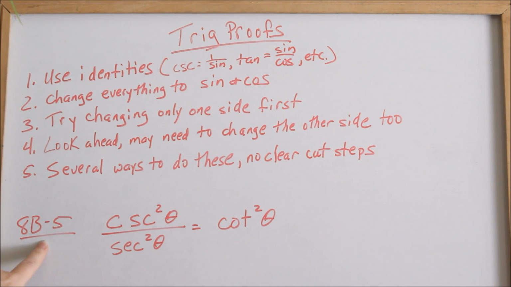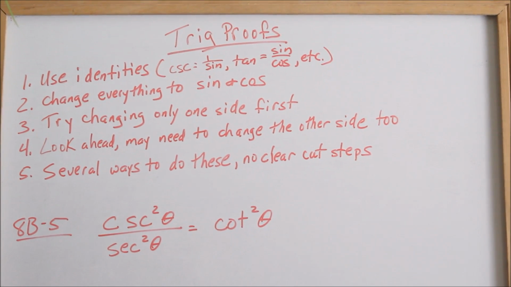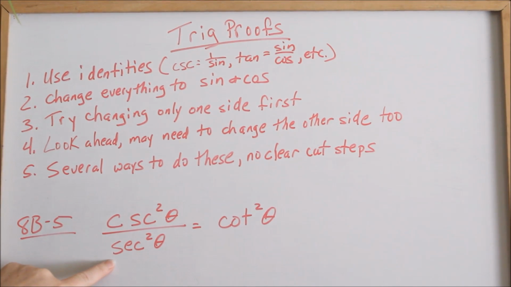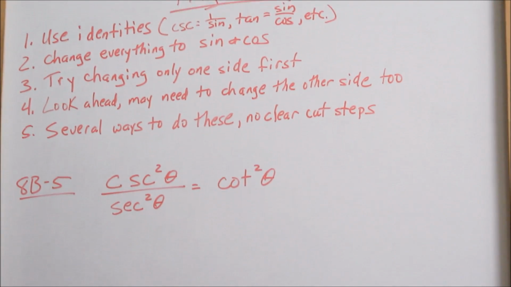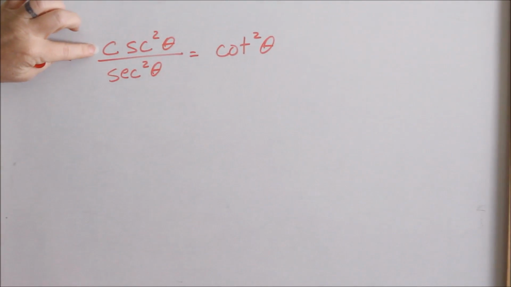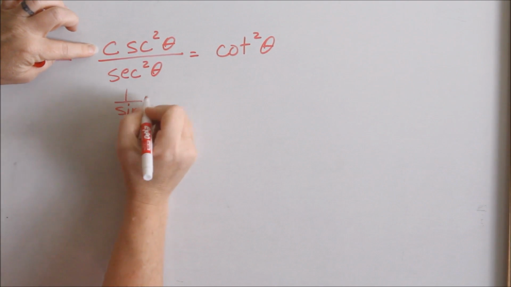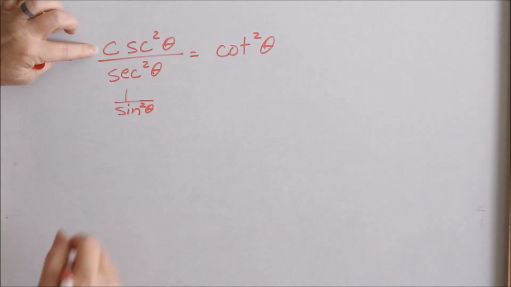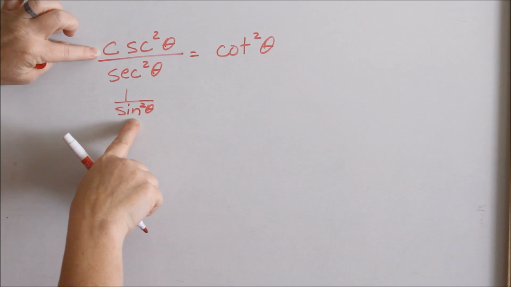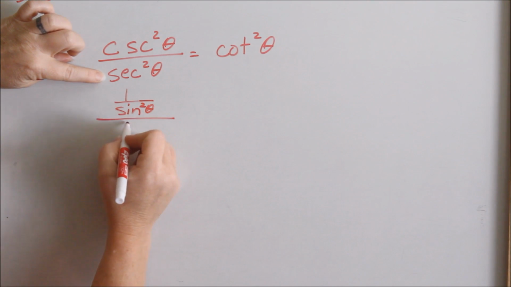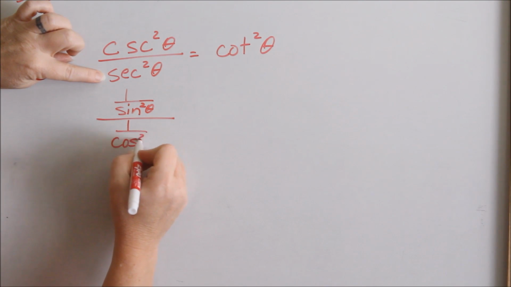So we're going to look at 8b5. The very first thing that I recommend is to change everything to sine and cosine. That's usually the first step to try. Here we have cosecant squared theta over secant squared theta is equal to cotangent squared. So I'm going to change everything into sine and cosine. Cosecant is the same thing as 1 over sine. That was cosecant squared, so this needs to be a sine squared. So 1 over sine squared. Now let's change secant. Secant is the same thing as 1 over cosine squared.